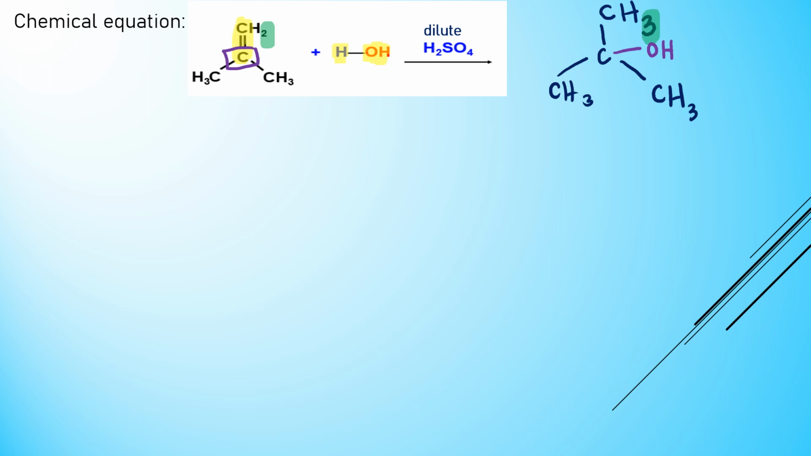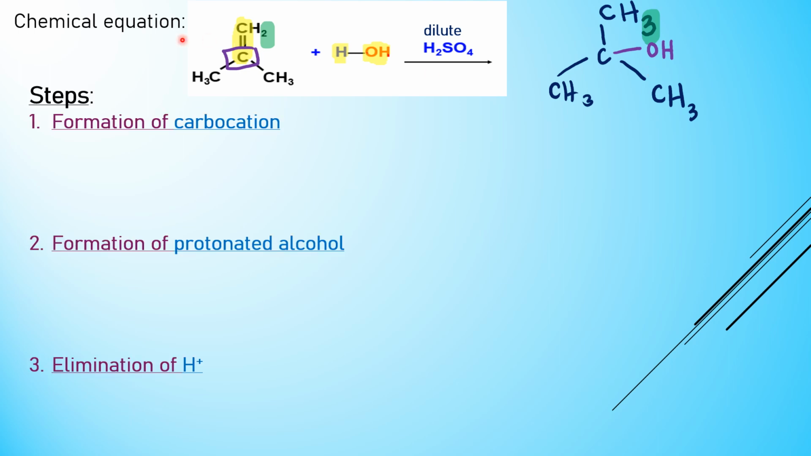As usual, the question will usually ask, show the mechanism for the formation of the product. So students should know that the mechanism must give the final product as you predicted by using the Markovnikov rule. If you do not get the same product based on the Markovnikov rule, that means your mechanism is incorrect. Okay, so the mechanism for the hydration involves 3 steps. The first step is formation of the carbocation.